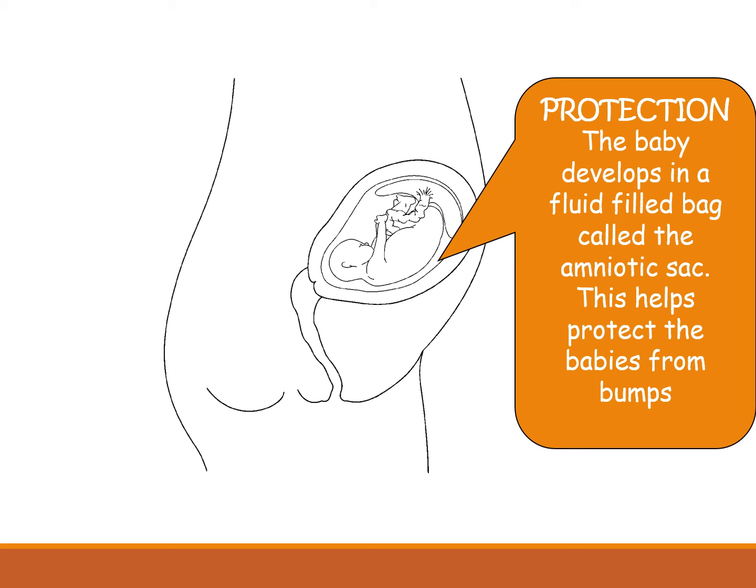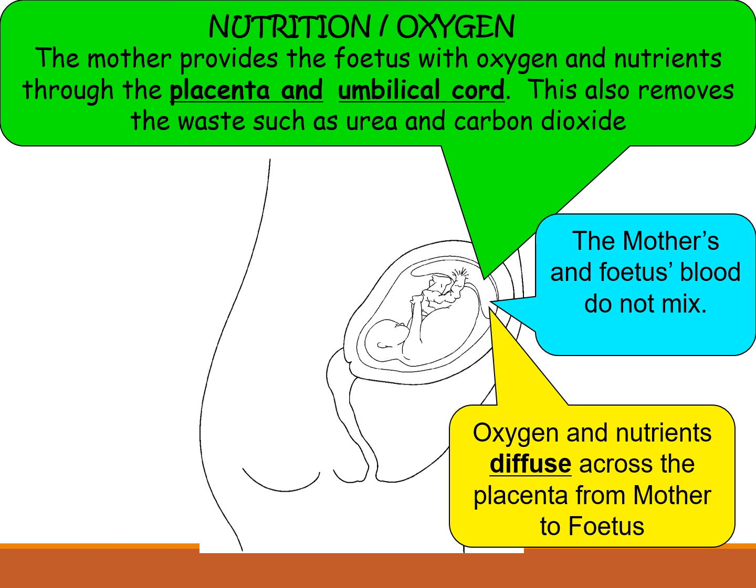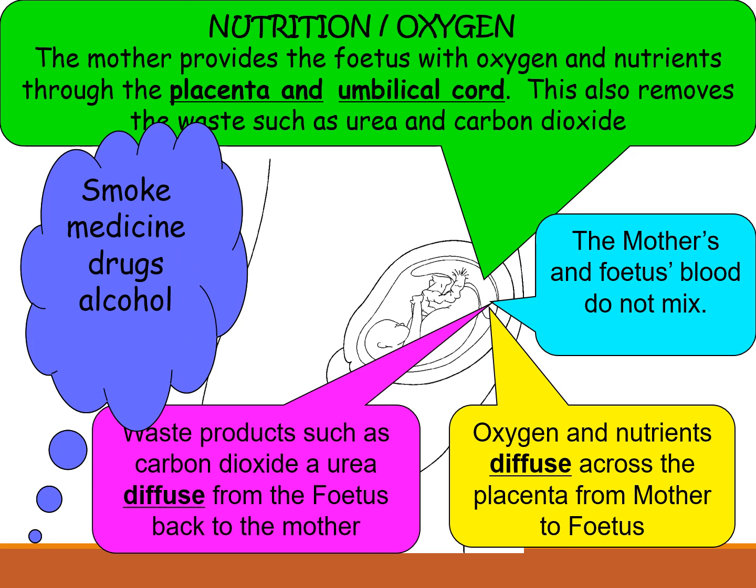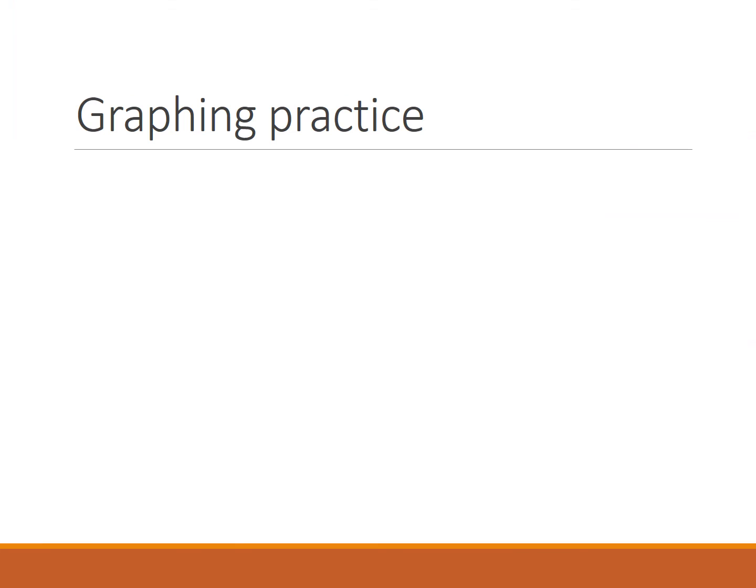So there we go. Protection. It's got the fluid-filled bag, the amniotic sac, and that helps protect. Also, what other substances can pass across the placenta to the fetus? Smoke, medicine, drugs, and alcohol, which is why it's very important that mothers don't smoke, don't do drugs, and try not to drink alcohol during pregnancy, because they can all transfer across to the fetus.